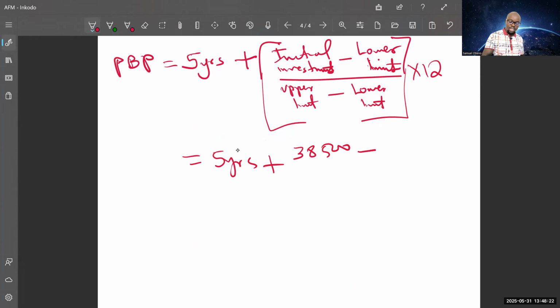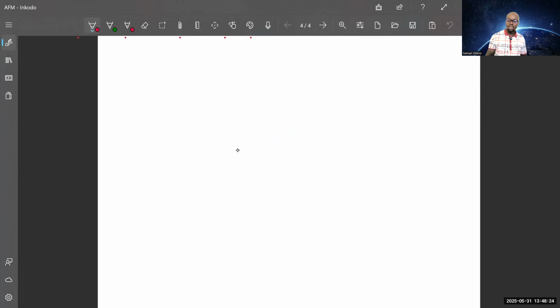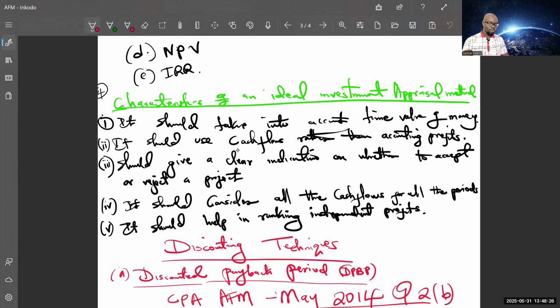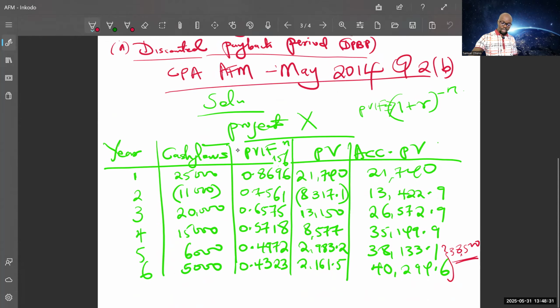Then we deduct lower limit. How do you get the lower limit? I want you to check. Let me get back to where we were. What do we mean by lower limit? If you look at our tabulation of the accumulated present values, you see we are recovering our figure between year number 5 and year 6. So at the end of year 5, we have 38,133, but we are looking to recover 38,500. At the end of year 6, we have 40,294, which is above what we are looking for.